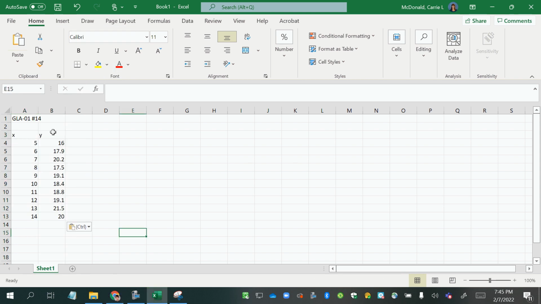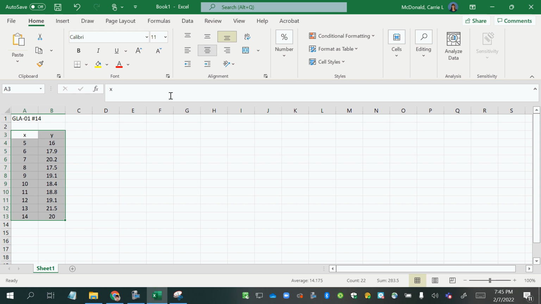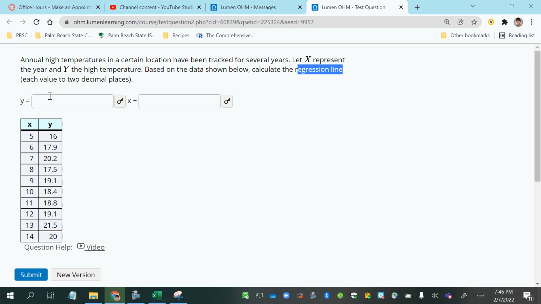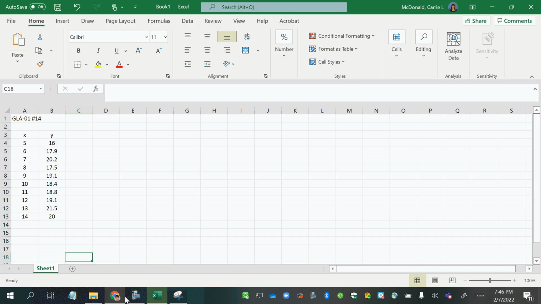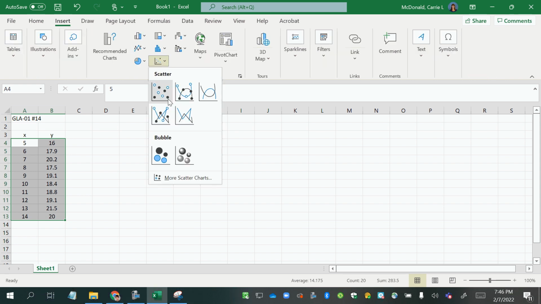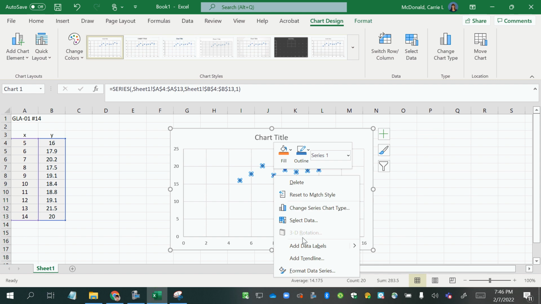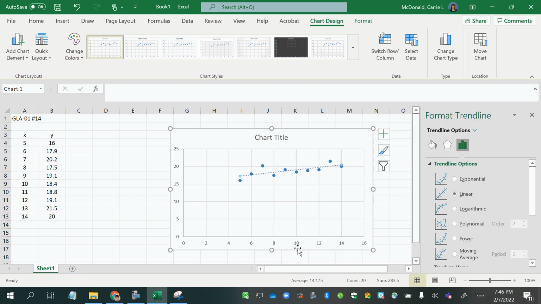And then once I have that, I'm going to find the regression line, like it says, the regression line. So that is where we first make a scatter plot using our data. So I'm going to select the data. I'm going to go to Insert, then click Scatter Plot. And now you can see the dots and how they kind of are making a line pattern. And now I'm going to right click the dots and add a trend line to get my regression line. Okay, so that's your regression line.